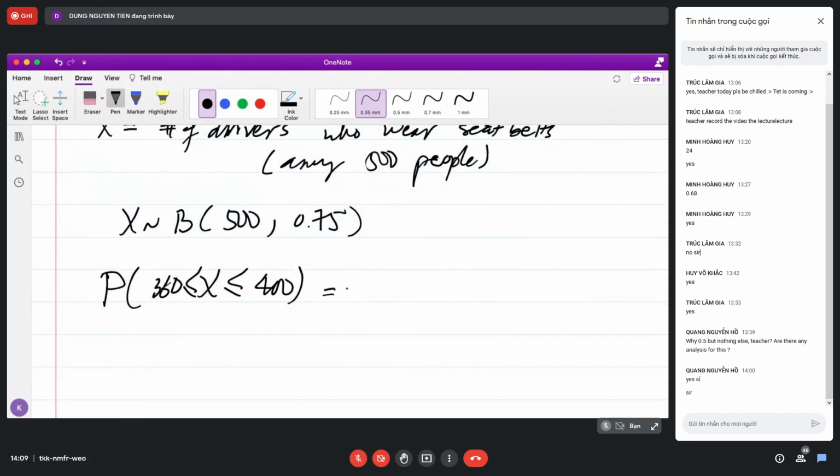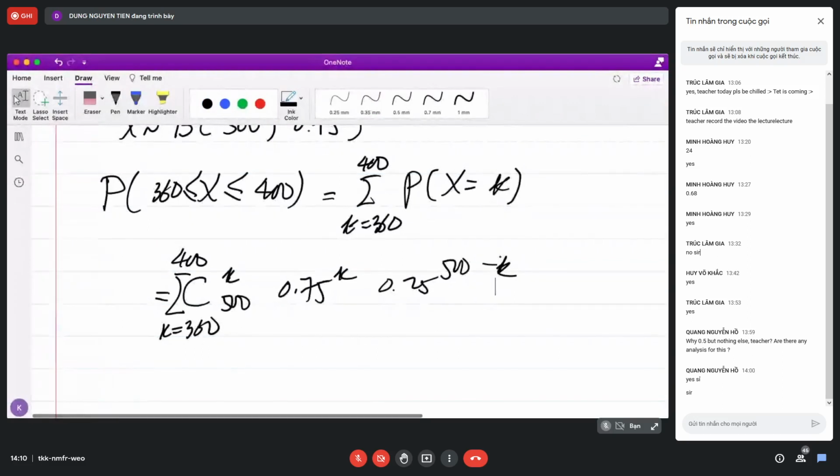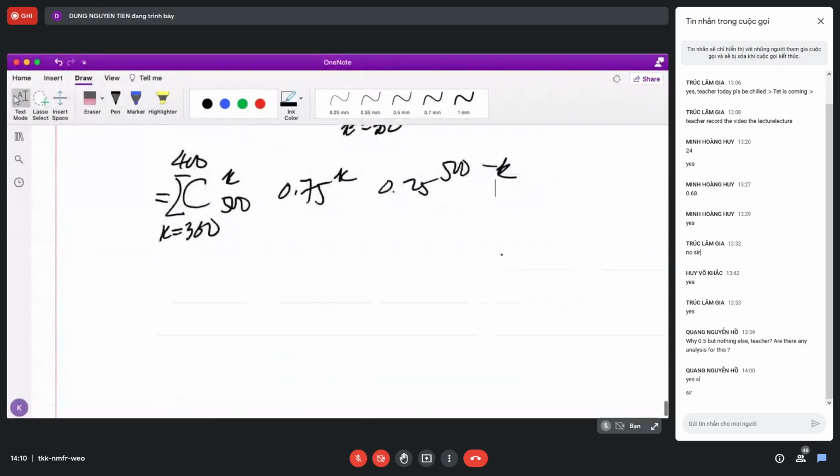And then you get what is this? You come up with the sum of the probability that X equals k, where k is 360 to 400. All right, and then you come up with the sum from 360 to 400 of (500 choose k) times 0.75 to the k times 0.25 to the 500 minus k. That is what you can do by using the binomial distribution.